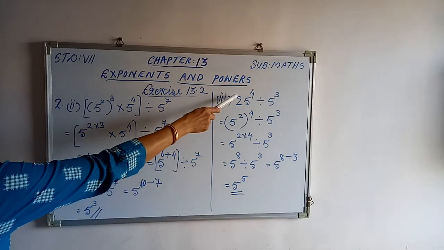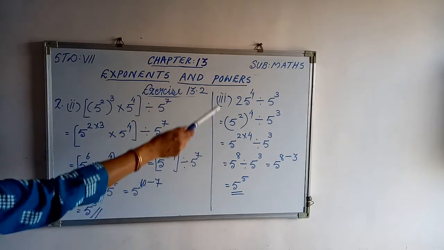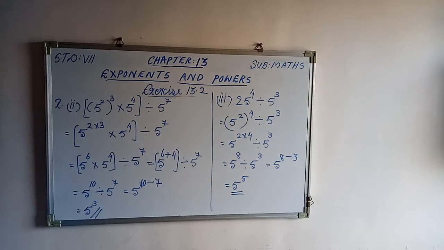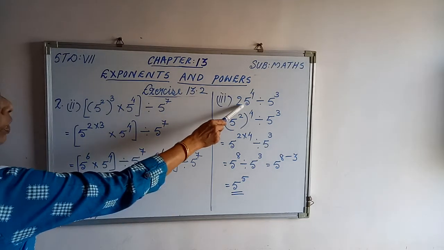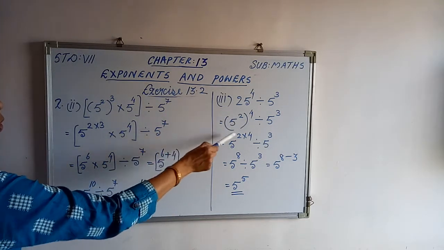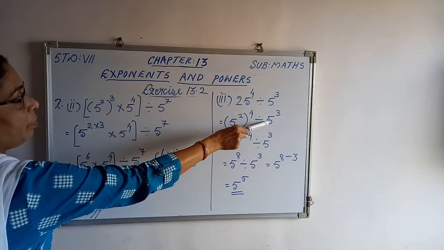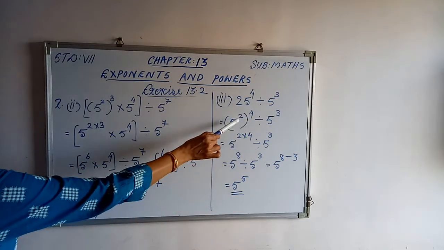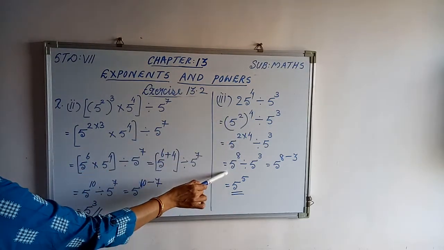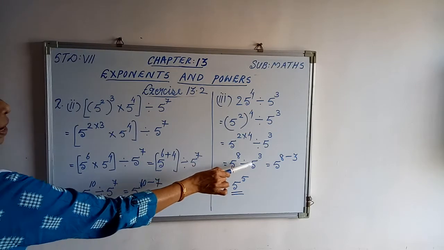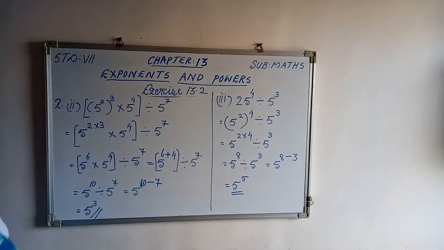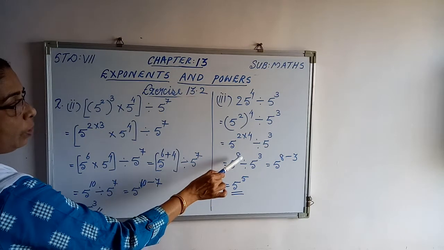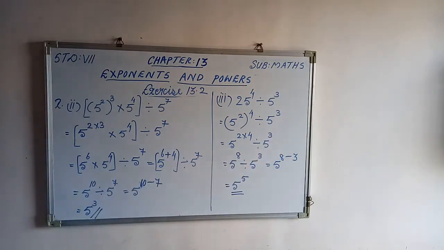25 raised to the power 4 divided by 5 raised to the power 3, or 5 cube. 25 can be written in exponential form as 5 square. So in place of 25 we will write 5 square, the whole raised to the power 4 divided by 5 cube. 2 into 4, 8. So we get 5 raised to the power 8 divided by 5 cube. So base same, so 5 raised to 8 minus 3. We get 5 raised to the power 5.